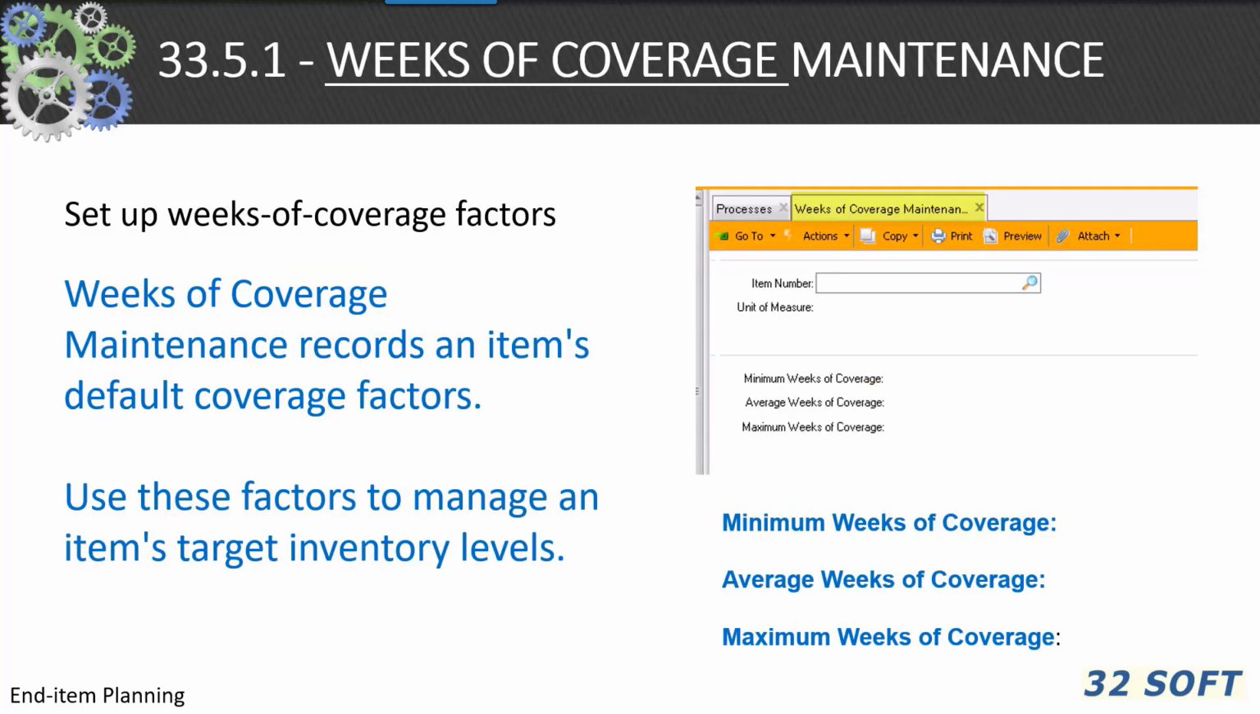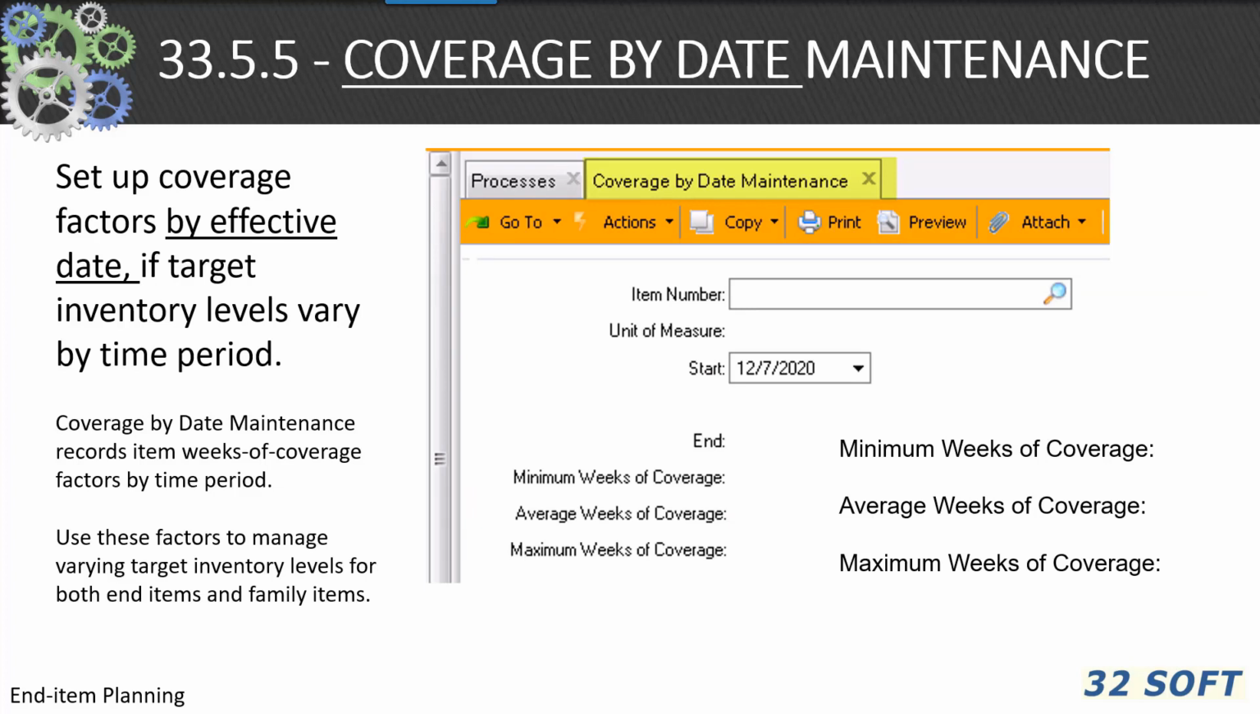The 33.5.1, weeks of coverage. Weeks of coverage, you should think long and hard and understand what weeks of coverage means in the cost of inventory. Think safety stock and MRP. You can set the minimum weeks coverage, average weeks coverage, and maximum weeks coverage. You use these factors to manage the item's target inventory levels.